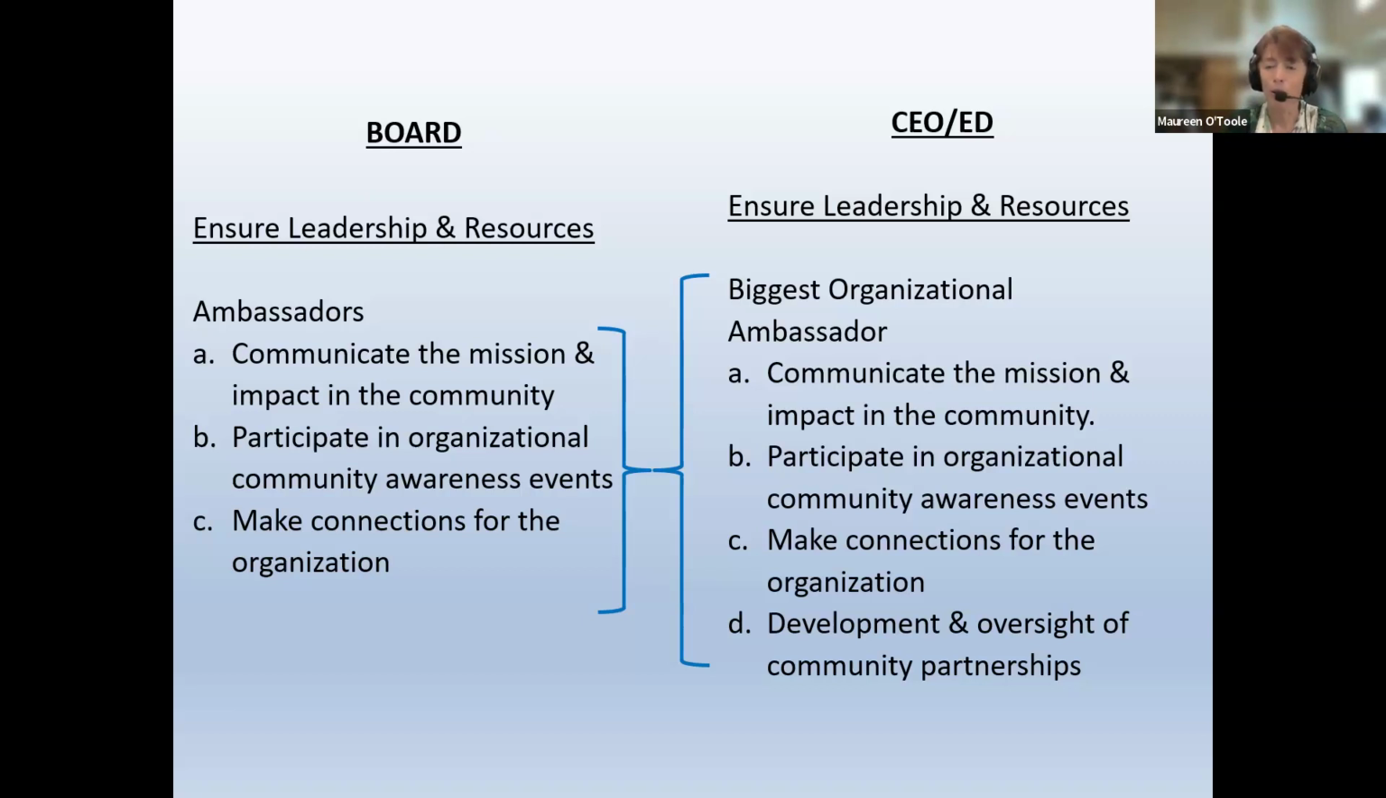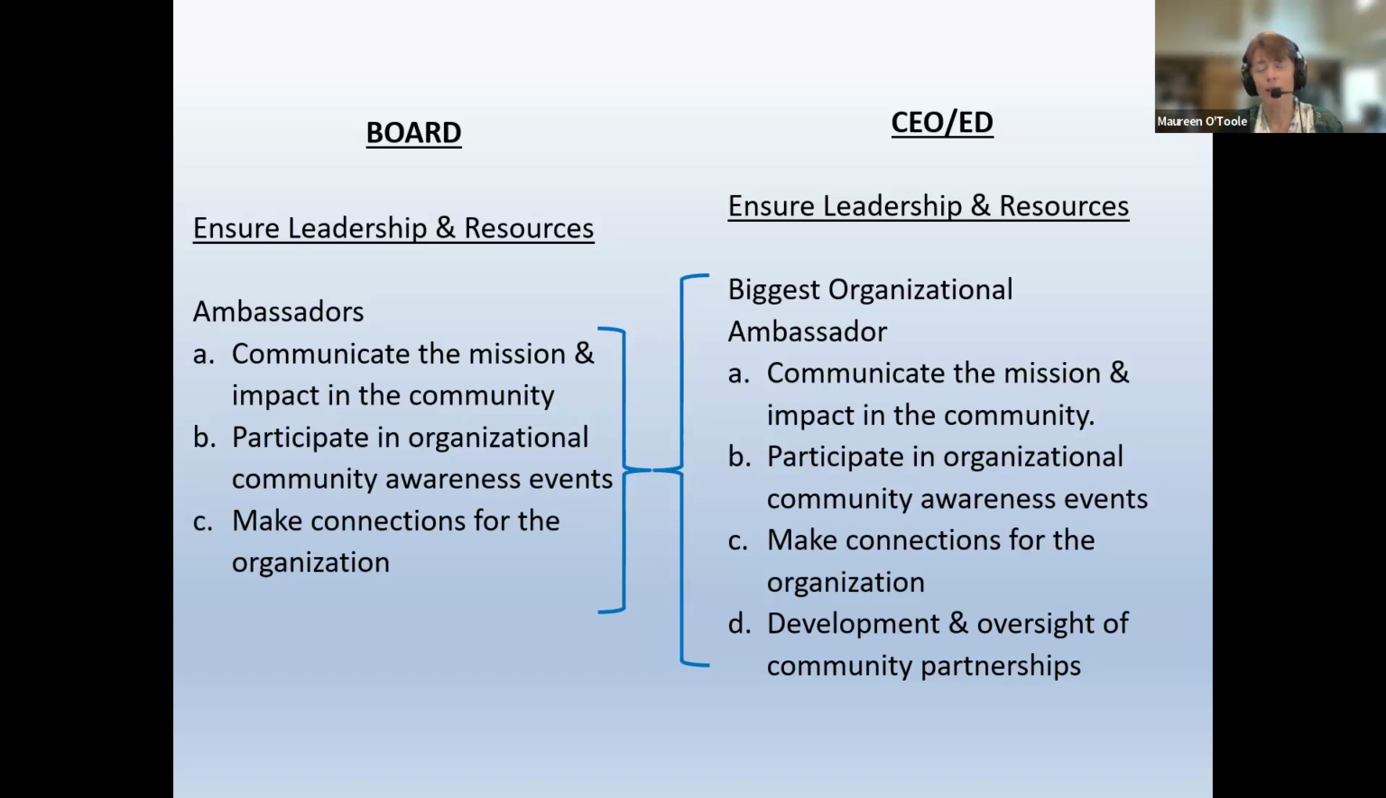And that last one's so powerful. They make connections for you in the community. They make connections to organizations that might want to be sponsors for you. They make connections to organizations you might want to partner with because they're connected to the community. They make connections to people who might want to be on your board or might want to serve on one of your committees. That is a huge role. They make awareness of your organization and they bring people to your organization.